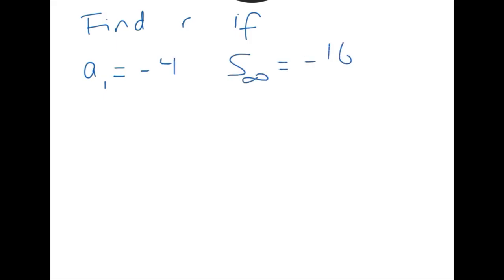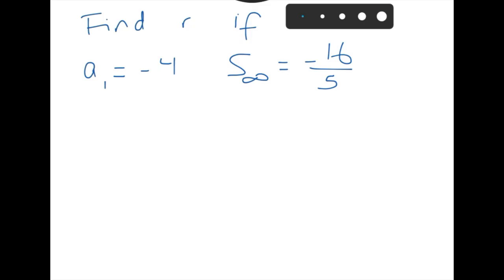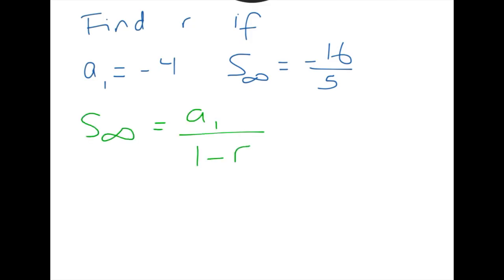One more example. Find r if the first term is negative 4 and the infinite sum is negative 16 over 5. So I substitute: negative 16 over 5 is equal to a1, which is negative 4, over 1 minus r. And then from here we simply apply the algebraic manipulations to be able to find r.